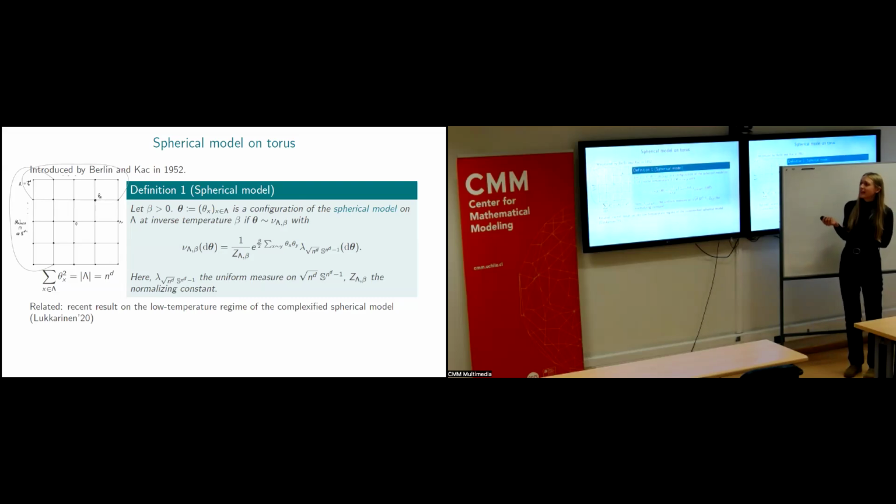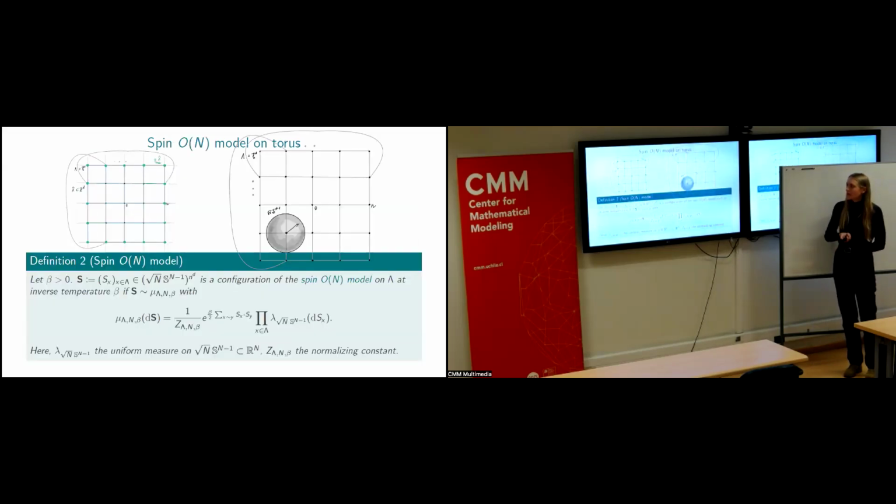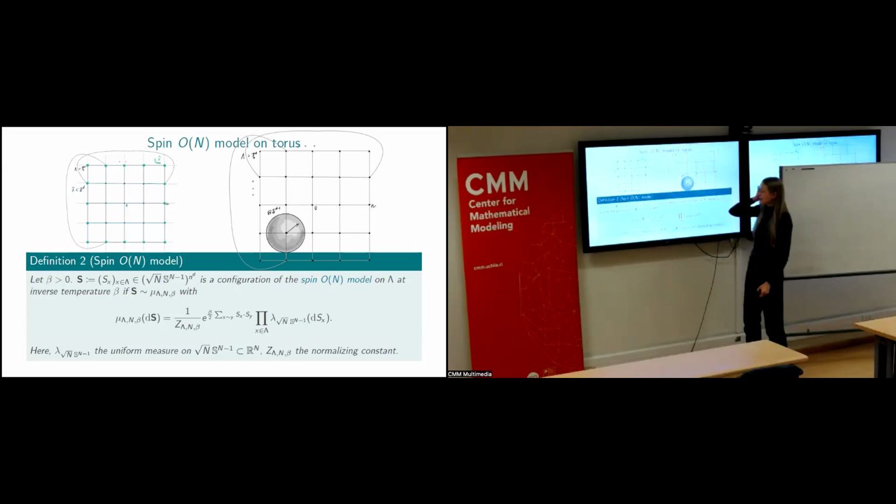And if one looks at his result using one small technical observation, one can also conclude the low temperature regime of the other results. Okay, now to the spin O(N) model. The model is very similar. We have now a slightly different setting.